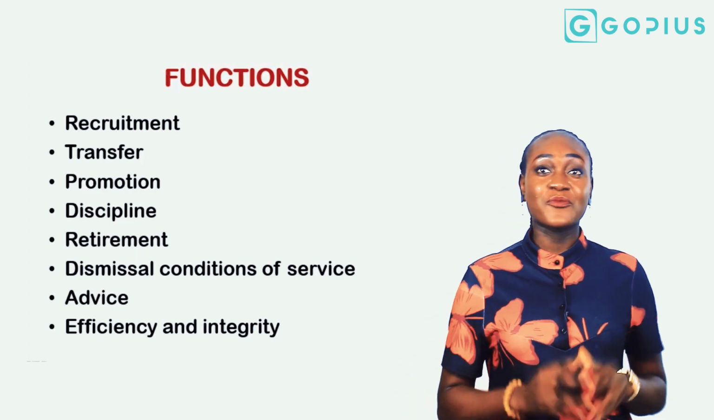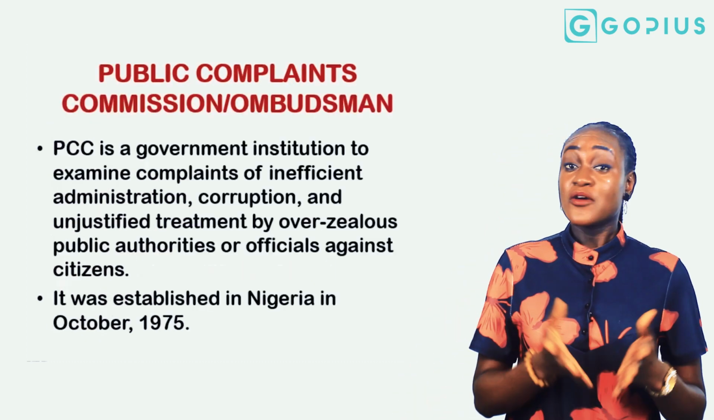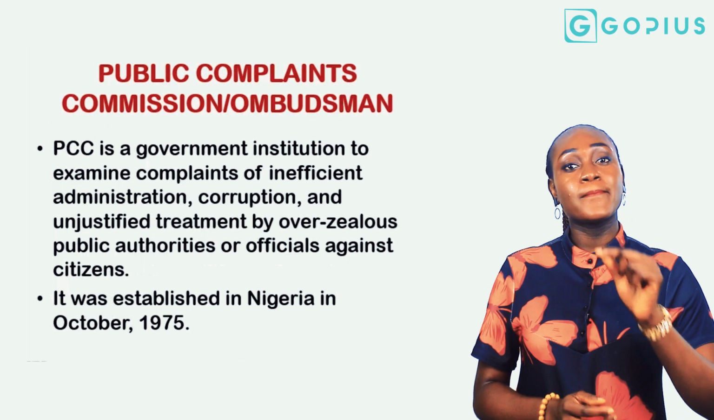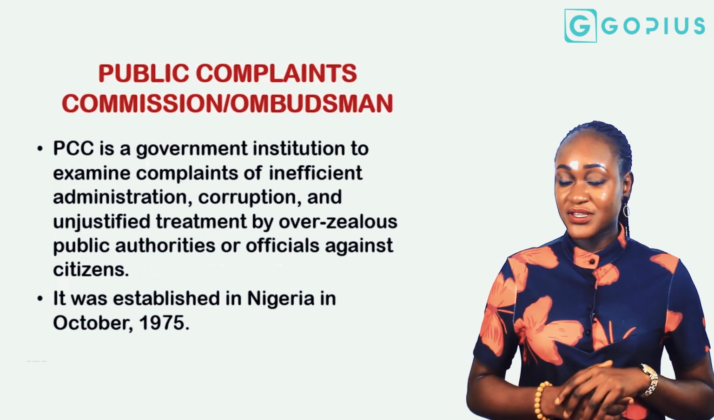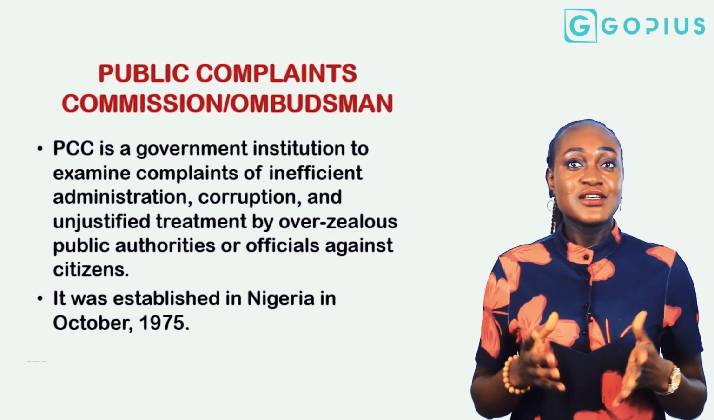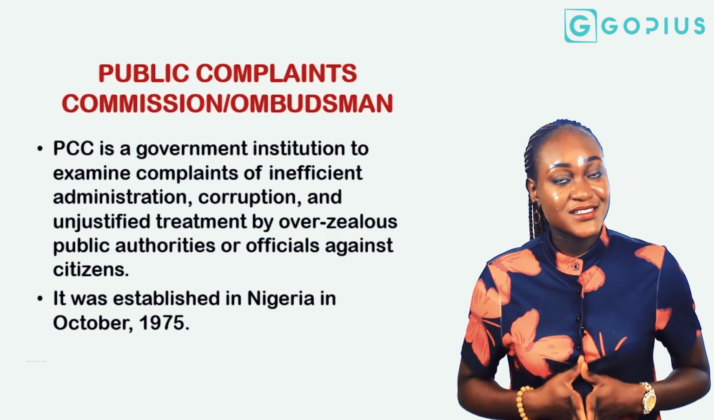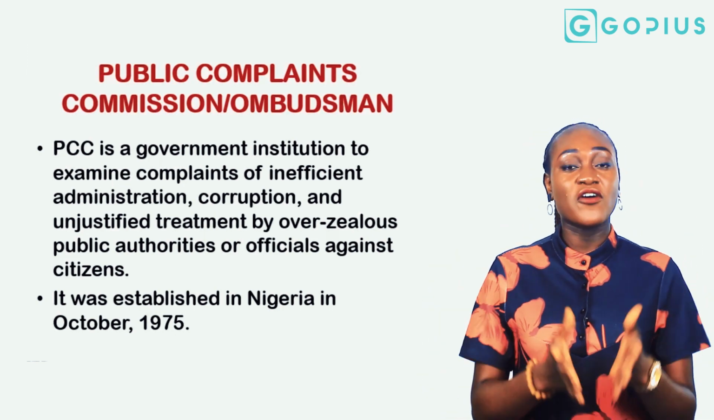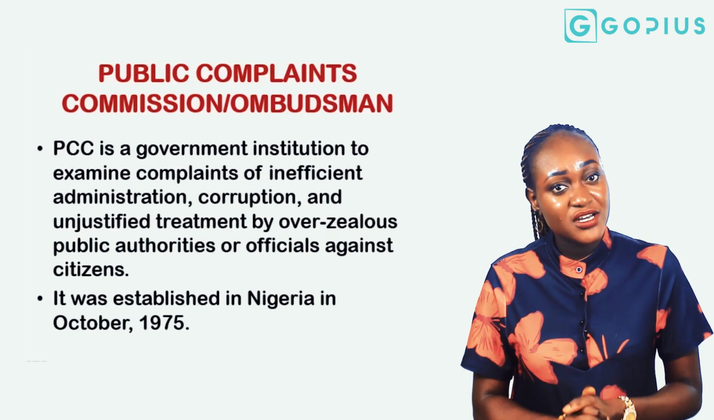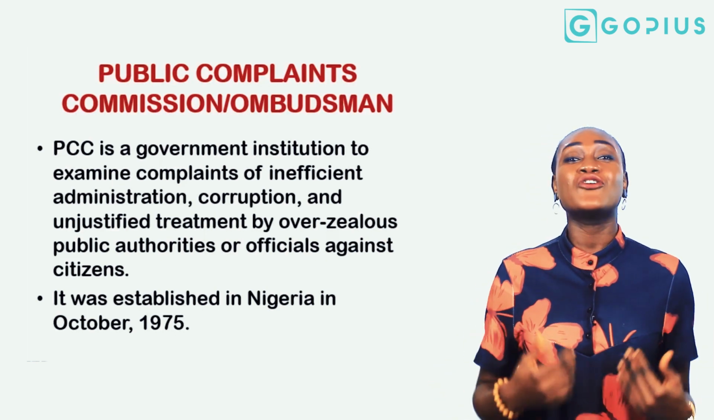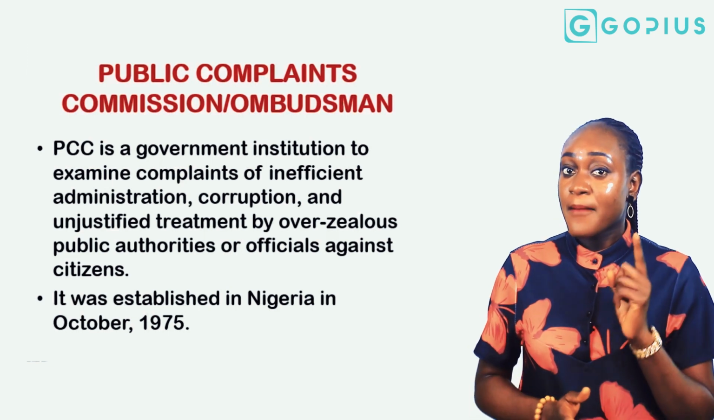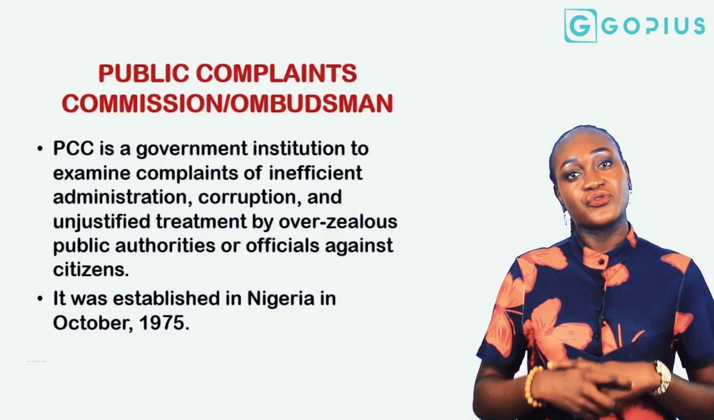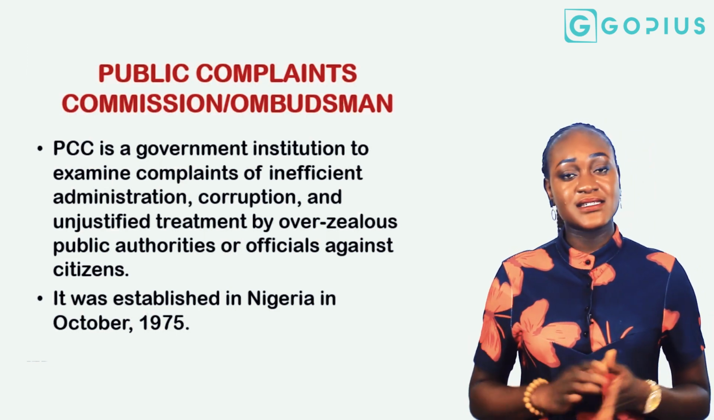Now let's look at the Public Complaints Commission, popularly known as the Ombudsman. You want to say it with me, ombudsman. So it is a government institution that simply examines complaints of inefficient administration, corruption, and unjustified treatment by overzealous public authorities or officials against citizens.